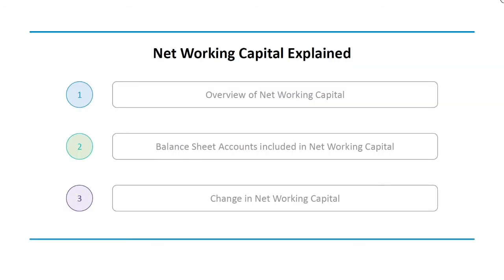To sum everything up, hopefully after watching this video, you have a better understanding of what net working capital is. You understand some of the main balance sheet accounts that are included in net working capital, and you also understand the importance of analyzing change in net working capital from one year to the next and the impact that that has on cash.